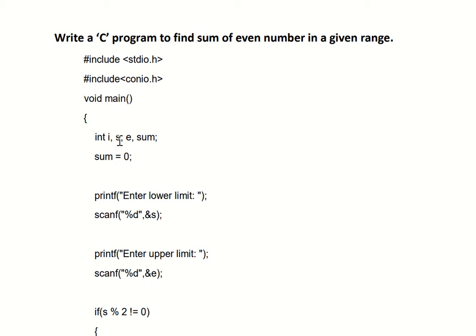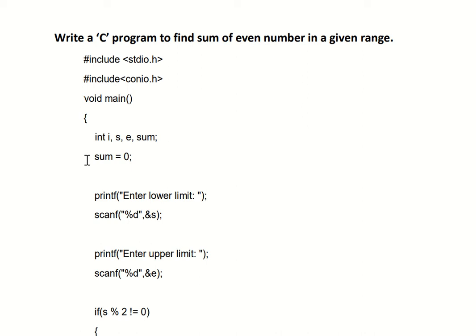The second thing is s and e. So s indicates the start limit and e indicates the end limit. And then at the end, sum, because obviously we are adding all the even numbers, so for addition purposes we require one variable. In the next line we write the initial value of sum, that is sum equal to 0.